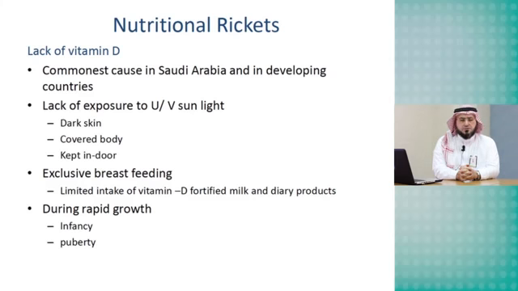Another important cause of nutritional rickets in Saudi Arabia is that most of us are indoors. Our life is indoors, and when we are indoors, whether our children or ourselves, no sun will be exposed, and sun is a very important source of vitamin D. That's why it's better for all of us, our children and ourselves, to have at least 15 to 20 minutes of sun exposure per day, and the best time is from 10 o'clock in the morning till 3 o'clock in the afternoon.